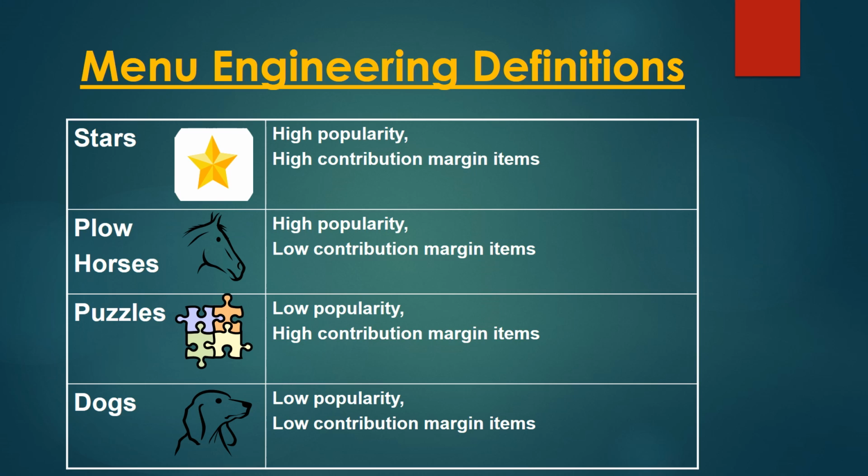So to determine this information, we're going to have to get the popularity, which we do by tracking the number of each item sold. That's how we get our popularity. We're going to figure out which one is selling more. And then we determine our contribution margin. For that, one would need to know the selling price and the food cost of each item, so then we can subtract them.